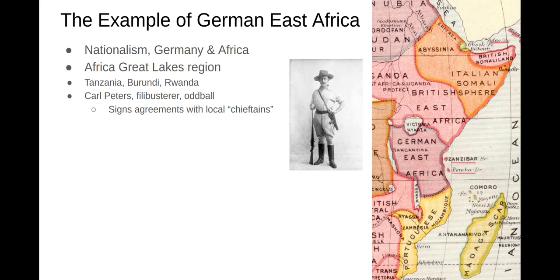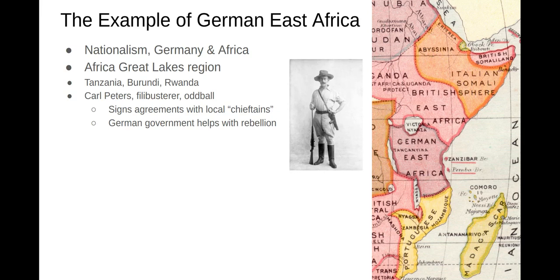So Carl Peters goes down. He goes and visits various chieftains, various supposed leaders of various groups in this area of what would become German East Africa, and signs these agreements. These agreements are just pieces of paper. Whether these are really the leaders that have any control over the people or not.